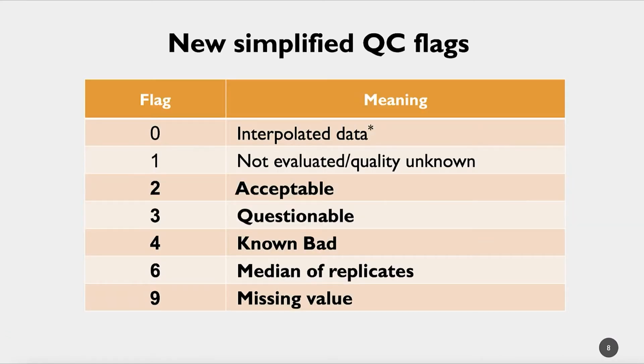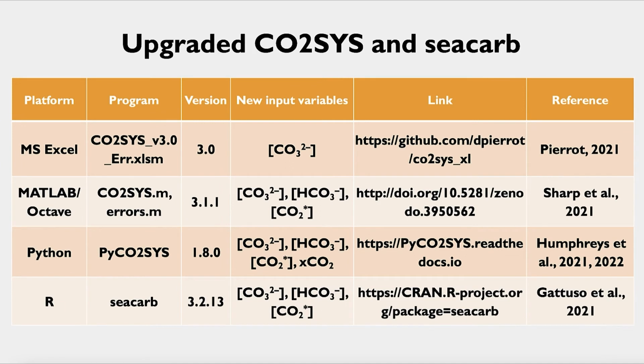What we did was to consolidate the 3 tables into one and generate this simplified list of flags. Hopefully by making these flags a lot simpler, we will promote their usage. In this paper, we also presented upgraded CO2SYS programs. All of these new programs are capable of accepting carbonate ion and others as input parameters. All of them also allow users to estimate the calculation errors.